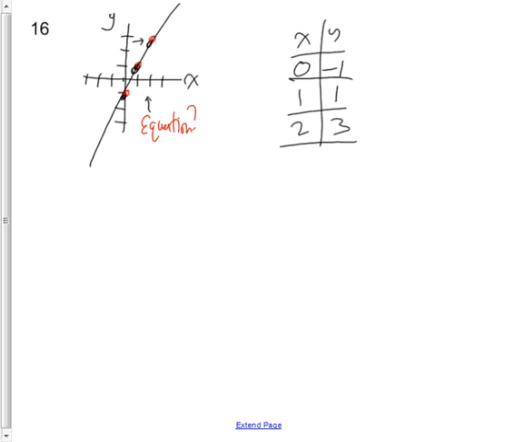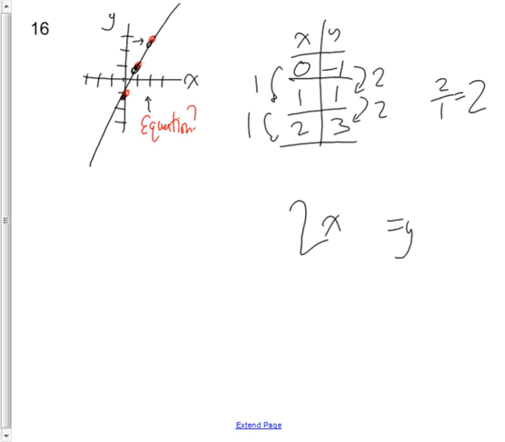Now to find the equation, you can simply write down the relationship between x and y and find your coefficient first. Your coefficient will be the difference of y divided by the difference of x. 2 divided by 1 is 2, so 2 is your coefficient. And your y-intercept, where the line actually crosses the y-axis, is what your constant will be. So in this case, it crosses at -1.